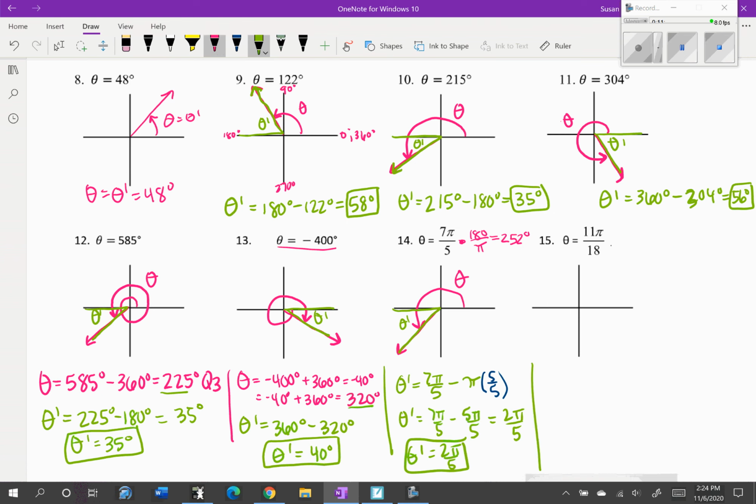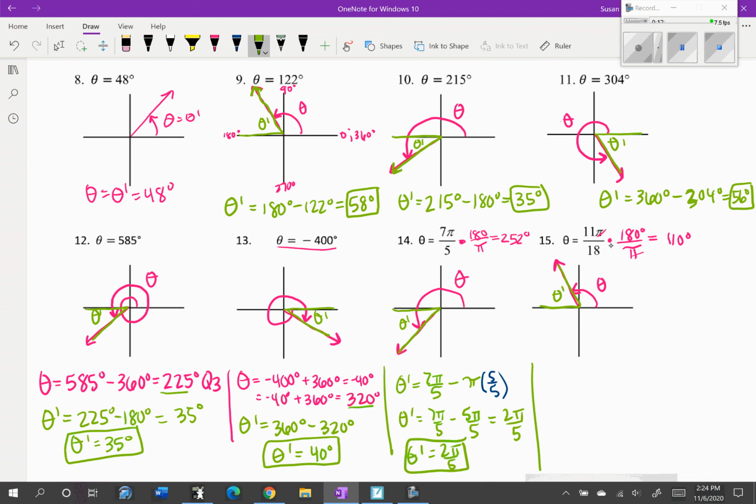So looking at question number 15, same thing, multiply this by 180 degrees over pi to put it in degrees, so the pi's here would cancel out. And when you simplify, you would end up with 110 degrees. 110 degrees tells us we're in quadrant 2, which would be somewhere about up here. So this is our angle of theta. So theta prime, our reference angle, would be here.